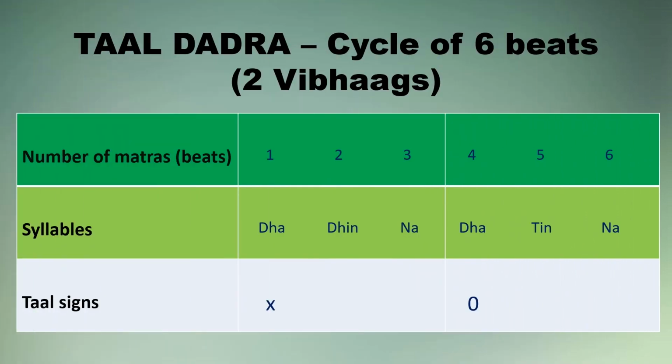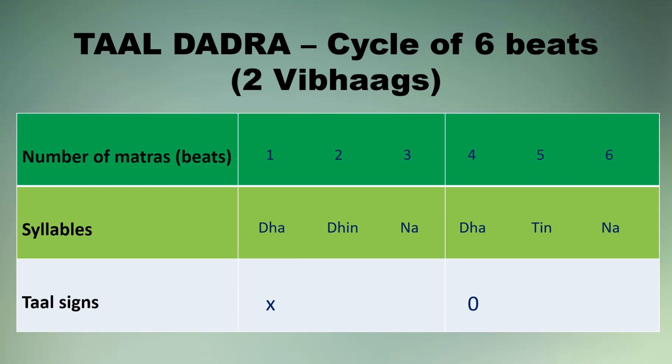Now, let us have a look at the first Taal, which is Taal Dadra, a cycle of 6 beats divided into 2 vibhags. As shown on the table, you can see that Taal Dadra has 6 matras, that is 6 beats, and the syllables are as follows: Dha, Dhin, Na, Dha, Tin, Na.